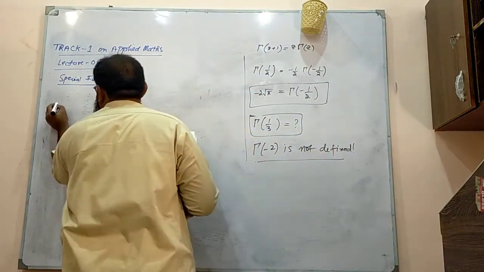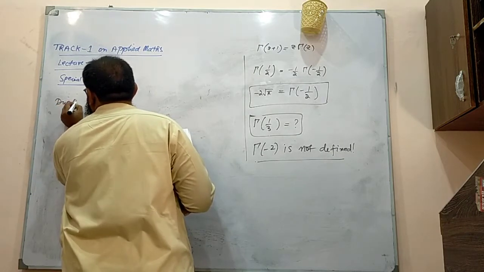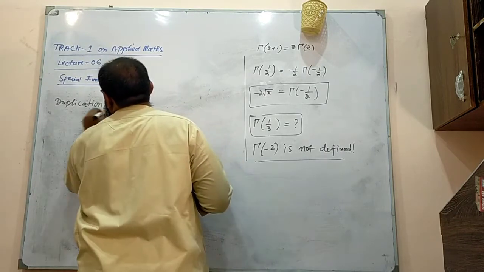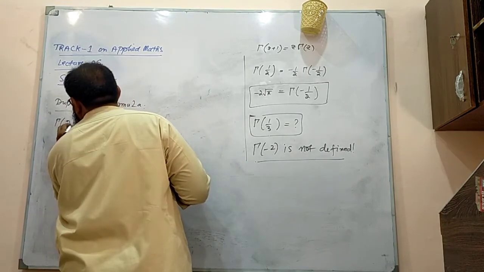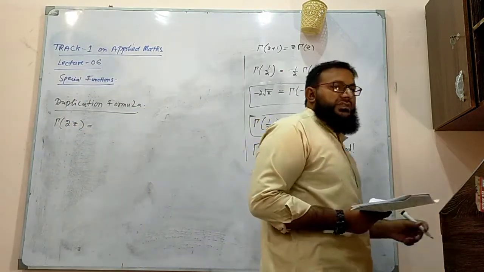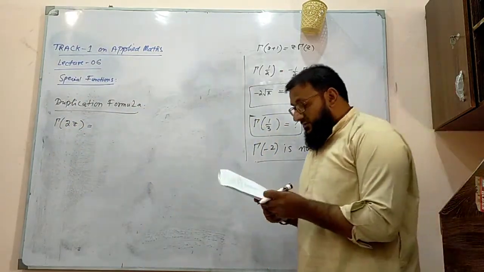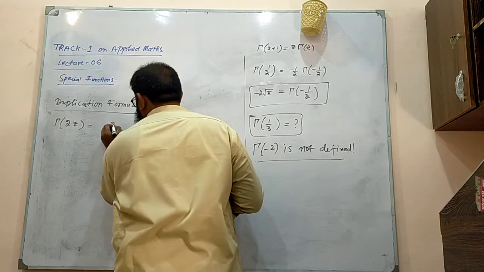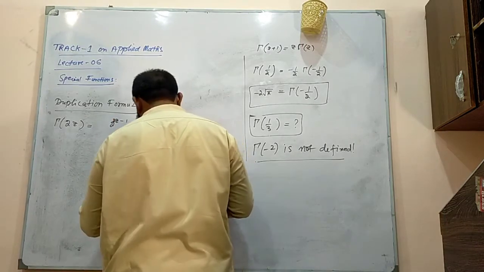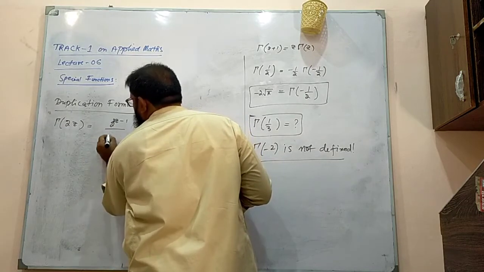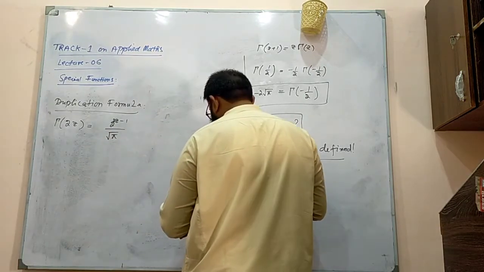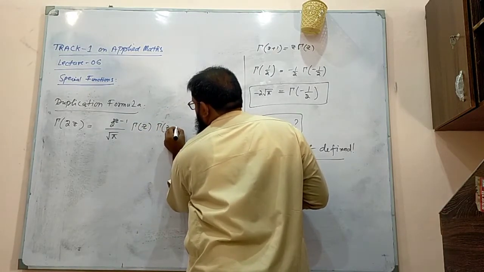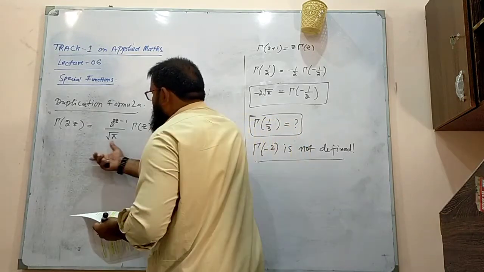There is a formula, what we call the duplication formula, that is, how do we define gamma of 2z? Because we know very well gamma of z, but what is gamma of 2z? So that is simply defined in this way: 2 power 2z minus 1 divided by square root of pi, times gamma of z times gamma of z plus 1 half. This is what we call the duplication formula.